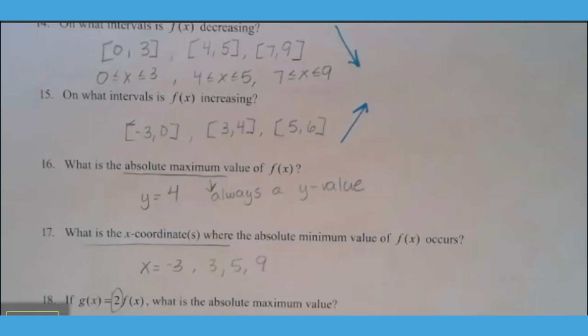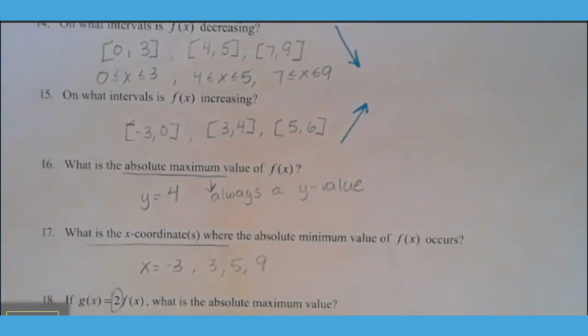16 is asking your students, what is the absolute maximum? The absolute maximum or minimums are always y values. So for our f of x function, that absolute maximum y value is 4. Where that occurs is what 17 is asking us. So how many times do we have an f of x or y value of 4? And where does that happen? Well, that happens when x is -3, 3, 5, and 9.